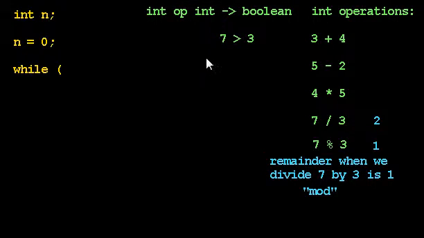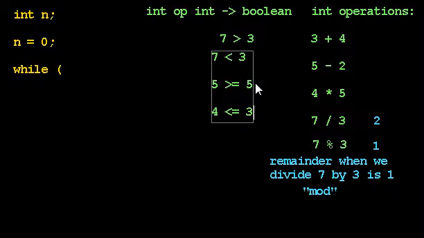So that includes 7 greater than 3 or 7 less than 3. That should be false. 7's not less than 3. Or 5 greater than or equal to 5. And this is how I draw greater than or equal to: a greater than followed by an equal, just like I pronounce it. And 5 is greater than or equal to 5. Or 4 less than or equal to 3. 4 is not less than or equal to 3, so that would be false.